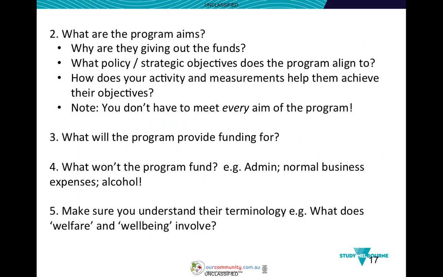The other thing that you really do need to make sure that you're aware of with funders is that you actually understand the terminology that they're using and how it applies in their context. So for example, in the guidelines for this program, there's actually a section around what welfare and wellbeing involves. So make sure that you do read that and completely understand the context for this program.